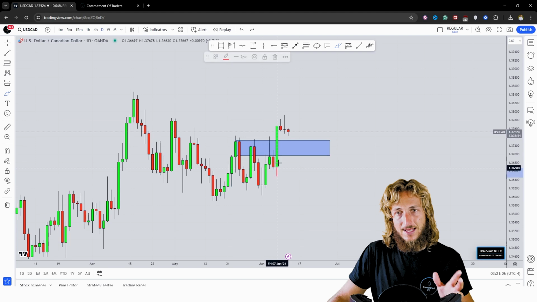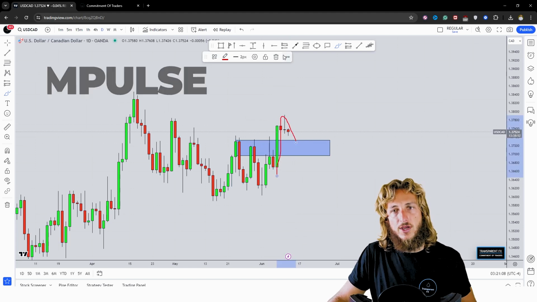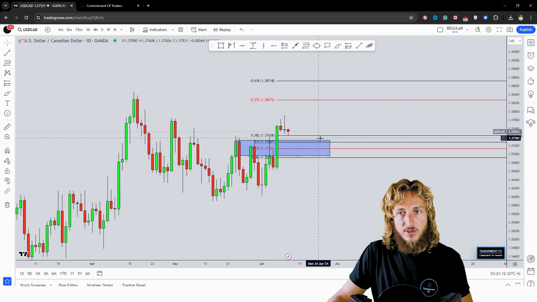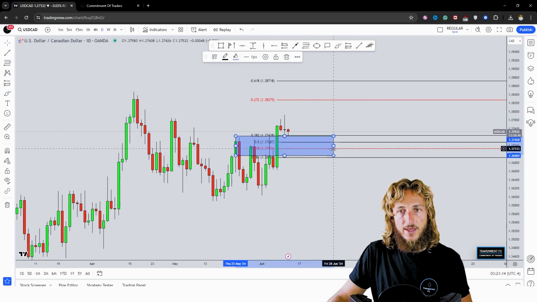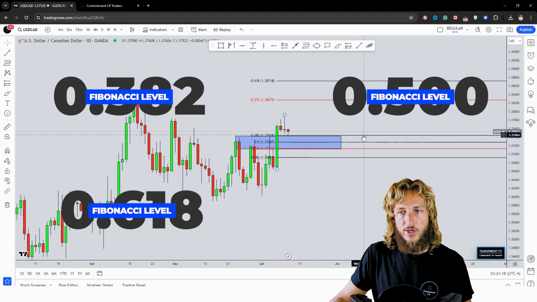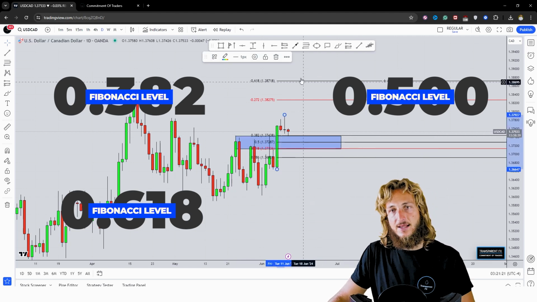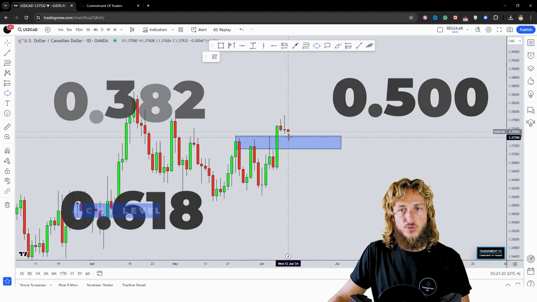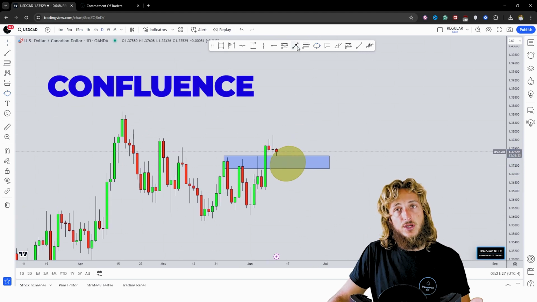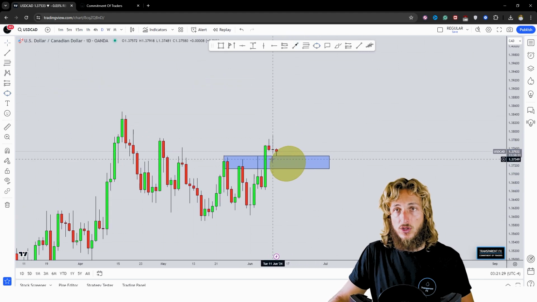We can also notice that after an impulse, if you want to measure the correction, you have to take your Fibonacci from the low to the high of the impulse leg. And if we do that, we can see how we have the 0.382, 50% and 0.618 Fibonacci retracements lining up exactly in this horizontal level of support, which creates confluence of support, which increases the probability of seeing institutional longing.